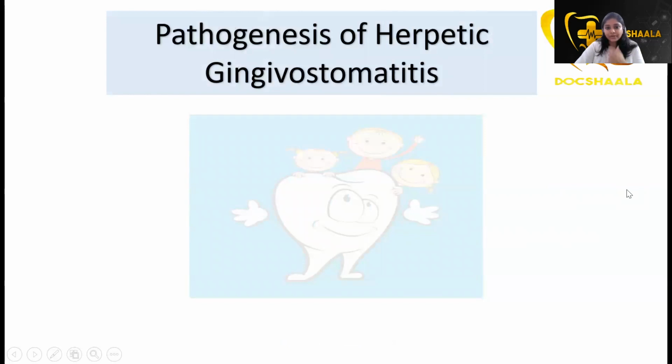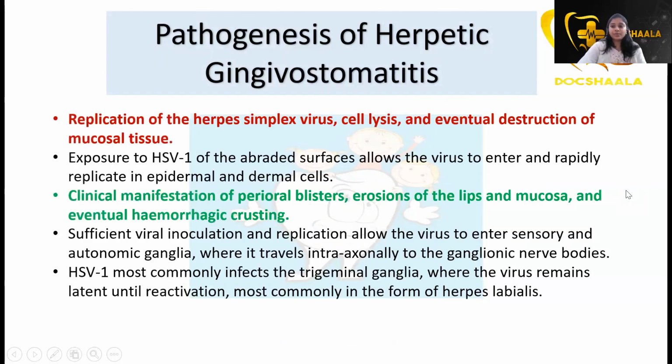Then coming to the pathogenesis of herpetic gingivostomatitis. The replication of the virus happens, then cell lysis and eventual destruction of mucosal tissue. That is what I have shown you in the video before. Exposure to HSV1 of the abraded surface allows the virus to enter and rapidly replicate in the epidermal and dermal cells. Clinical manifestation involves perioral blisters, erosions of lips and mucosa, and eventual hemorrhagic crusting.